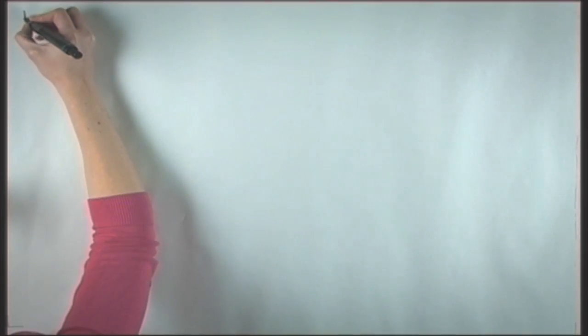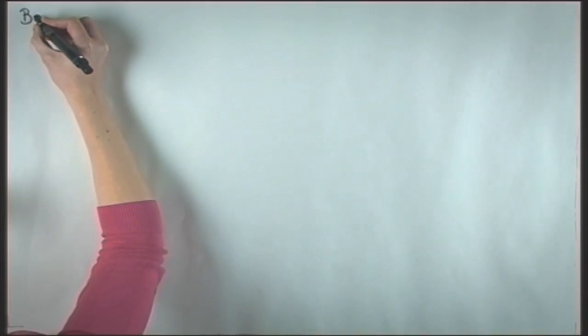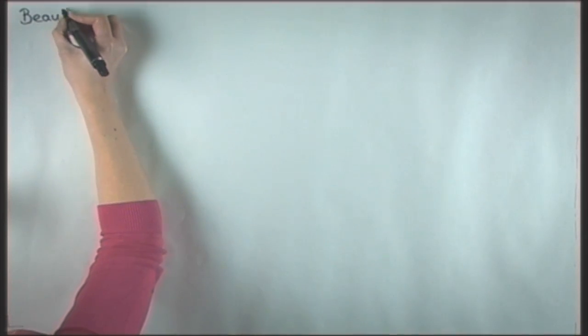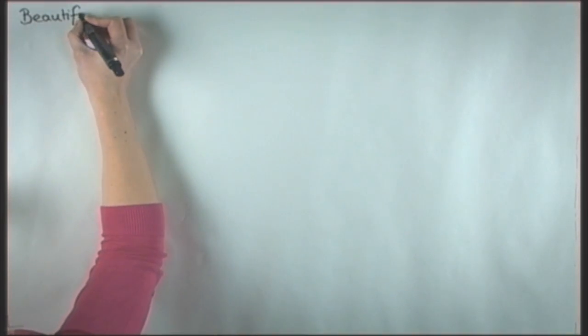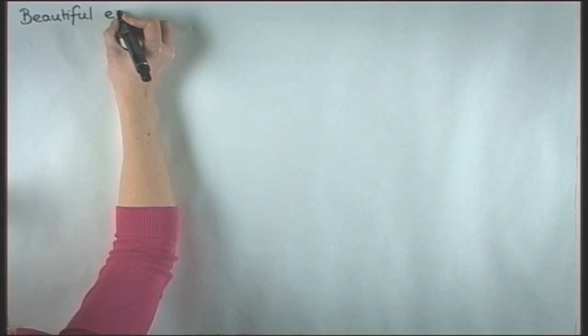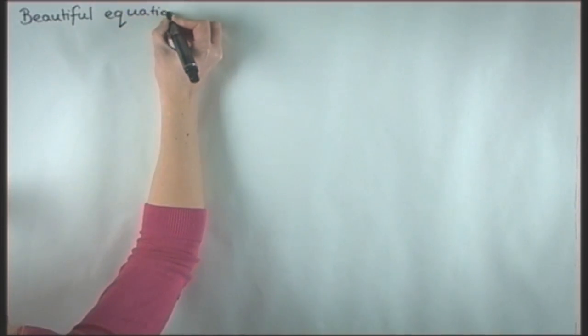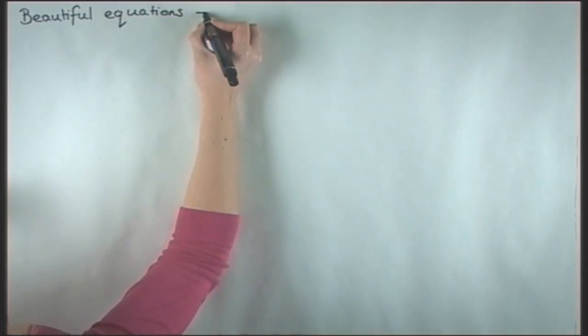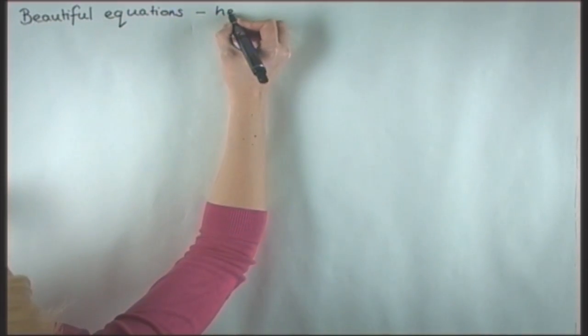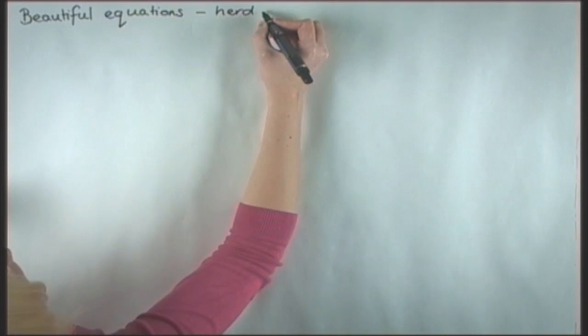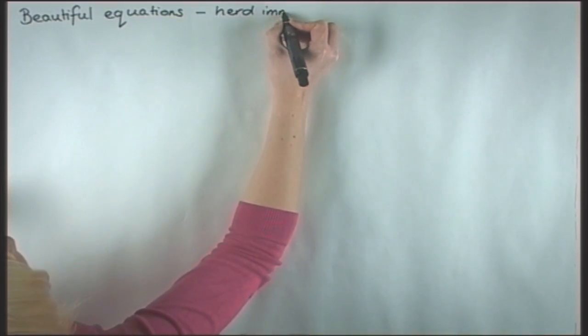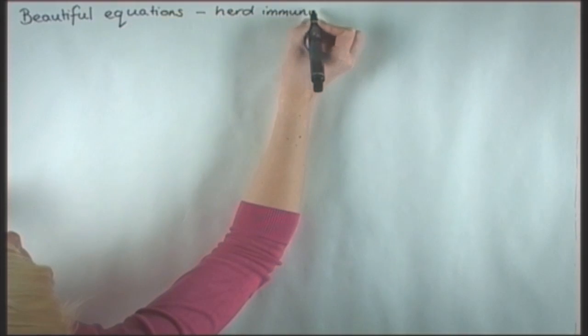Scientists and mathematicians often speak about the concept of beautiful equations. Many equations have been suggested as being in this group. For example, E equals mc squared is one of these. I would like to suggest one which is found in medicine, and this defines the level of herd immunity required in the population to stop an epidemic of that infection.